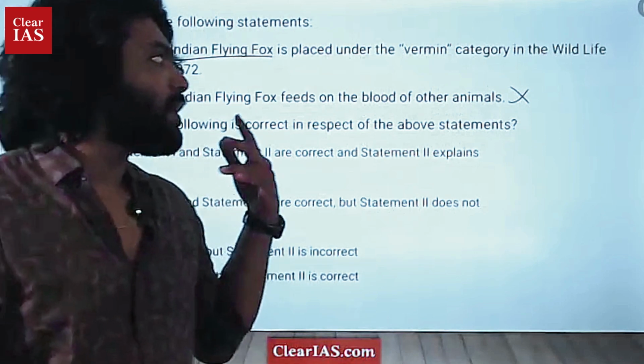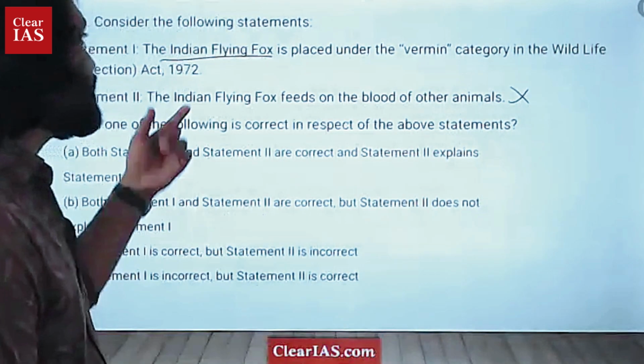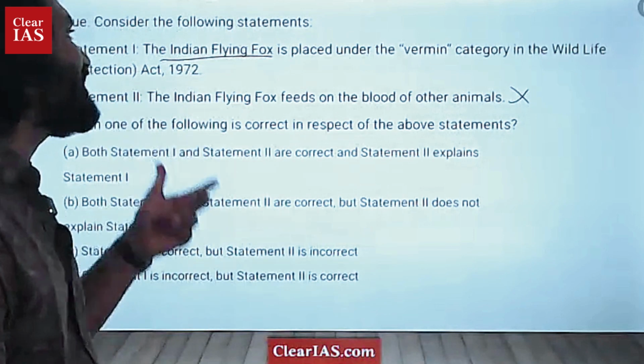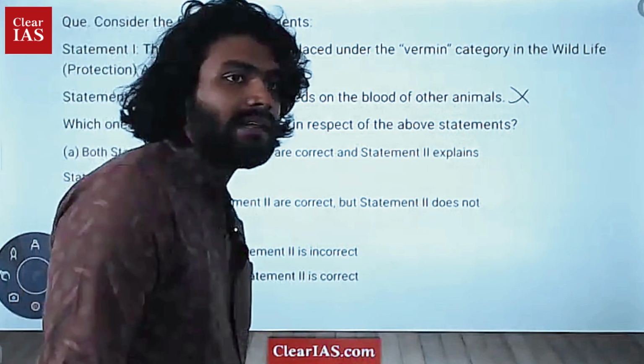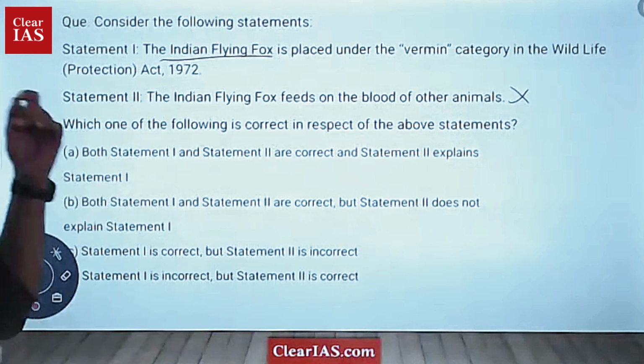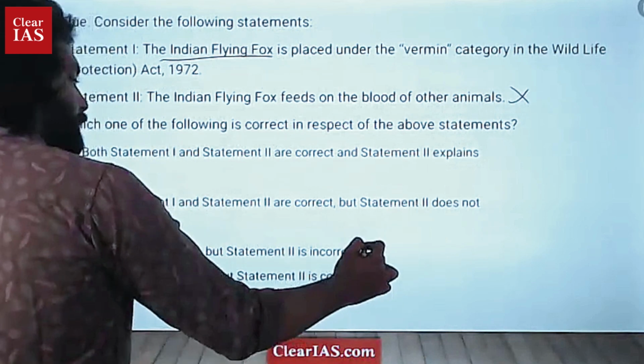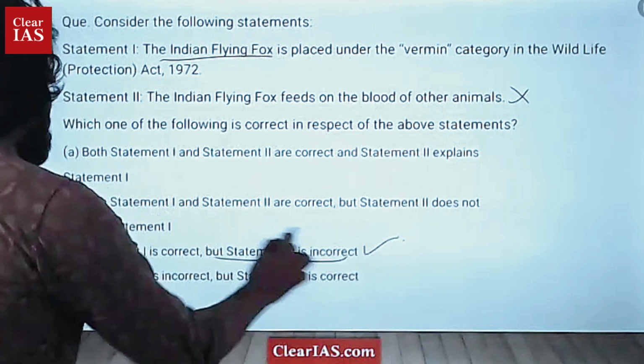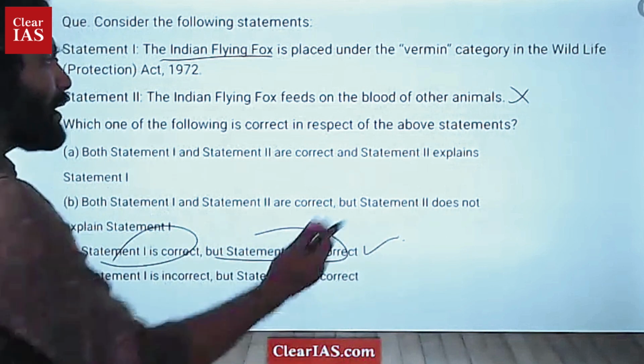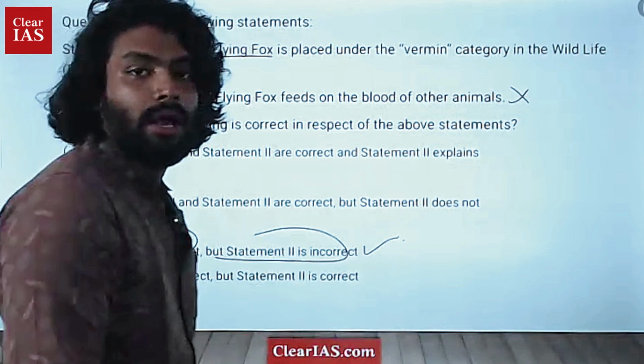So the second statement is altogether wrong. There is a slight debate on the first statement because currently the vermin category is not there, but we are pretty sure that the second statement is wrong. So the answer should be C. Statement 2 is incorrect, statement 1 is correct. There is no other option where statement 2 is definitely wrong.